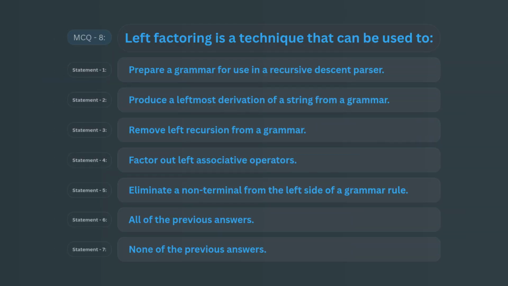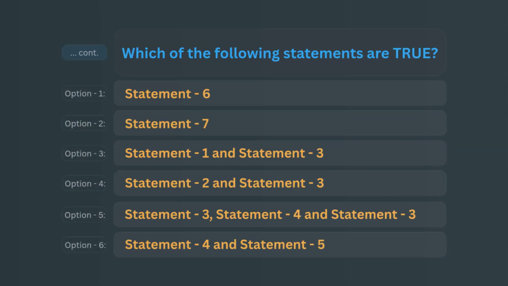Take a moment to read through these 7 statements. As you look at them, just keep one simple fact in your mind. Left factoring is only used to remove common prefixes. That is it. Now look at the combinations below. Just ask yourself, did any of those statements actually match that definition? Or were they trying to trick you by mixing it up with something completely different, like left recursion?